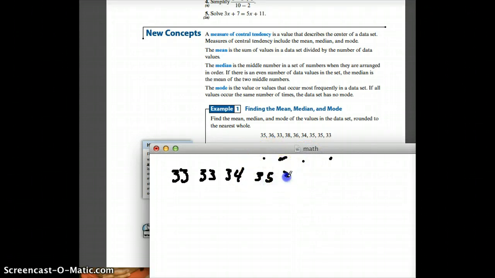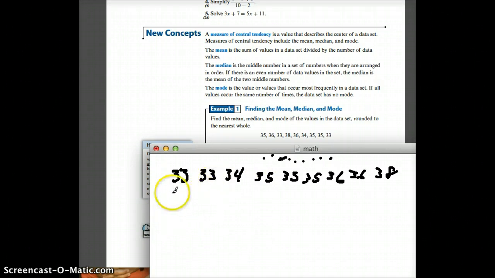There's 35, another 35, another 35. 36, there's a 36, another 36, and then a 38. And it's a good idea to count how many numbers you have. 1, 2, 3, 4, 5, 6, 7, 8, 9. And count again, 1, 2, 3, 4, 5, 6, 7, 8, 9. Okay, so we have it. All right, so first, the mean, you would add them up and divide by how many numbers you see.